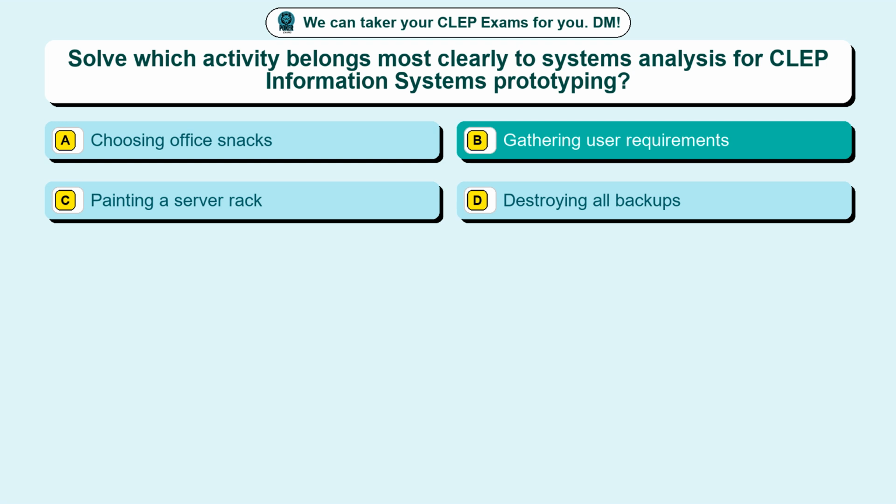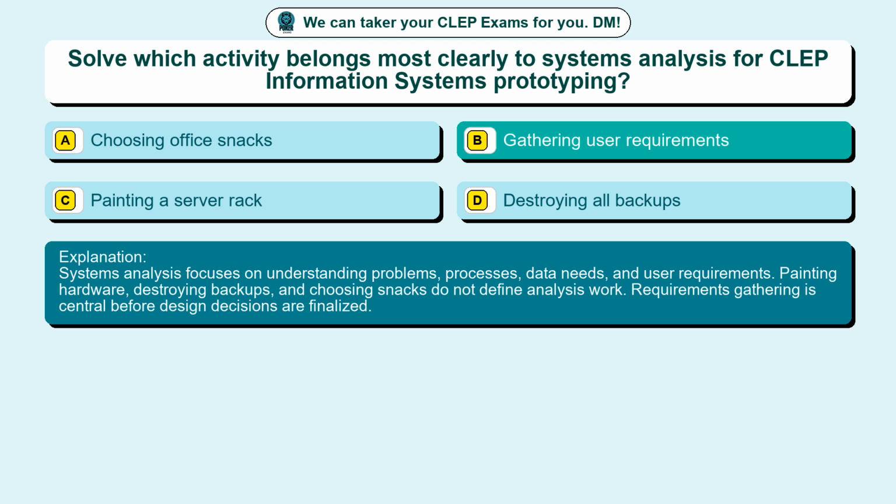The correct answer is option B. Gathering user requirements. Systems analysis focuses on understanding problems, processes, data needs, and user requirements. Painting hardware, destroying backups, and choosing snacks do not define analysis work. Requirements gathering is central before design decisions are finalized.